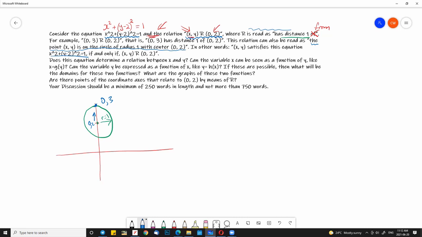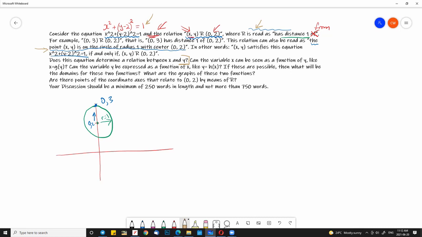Then they ask the stupidest question they could think of, right? Does this equation determine a relation between x and y? Of course it does. You just explained it here. That's the relation. It's describing a circle about the point (0, 2). Now here's where it gets a little more tricky.